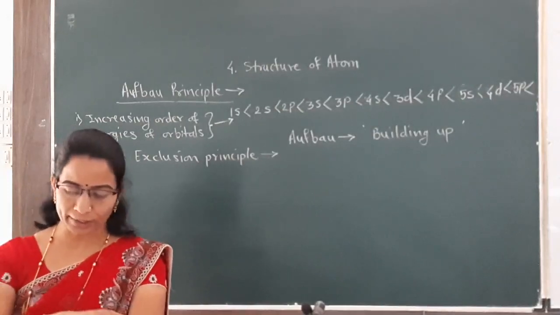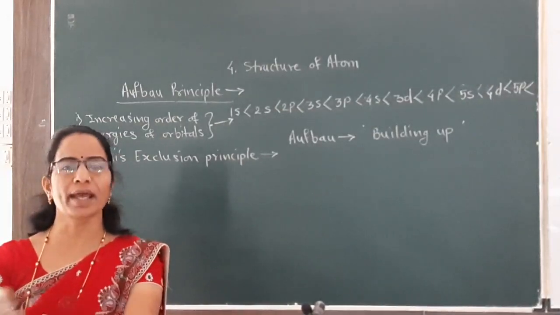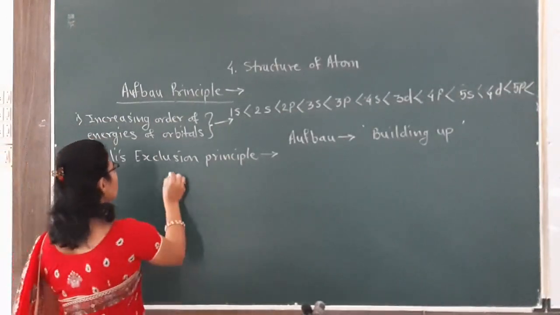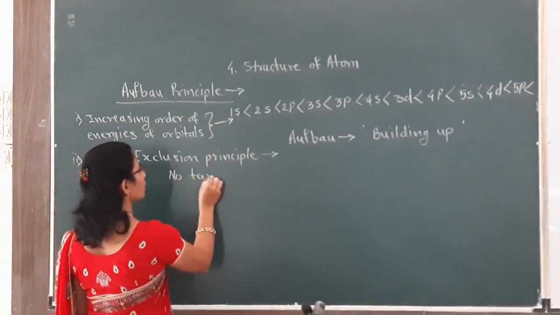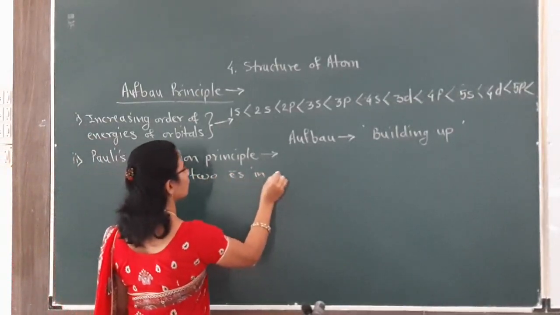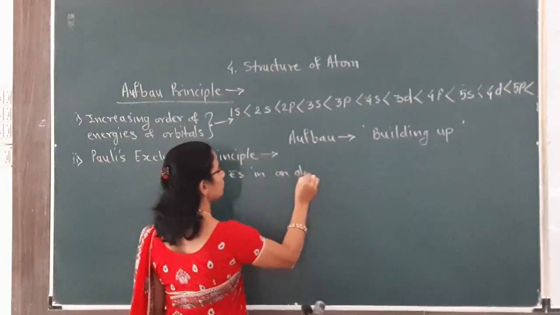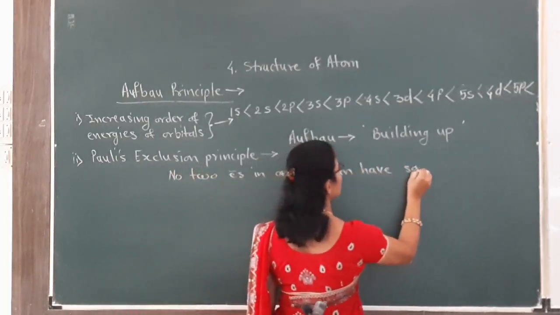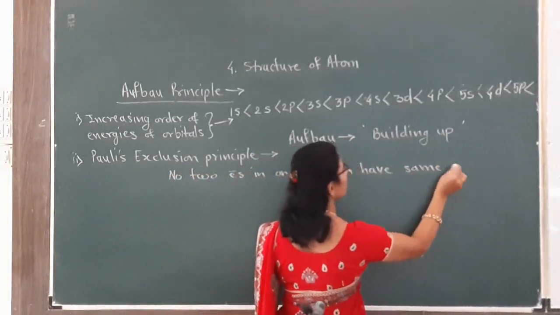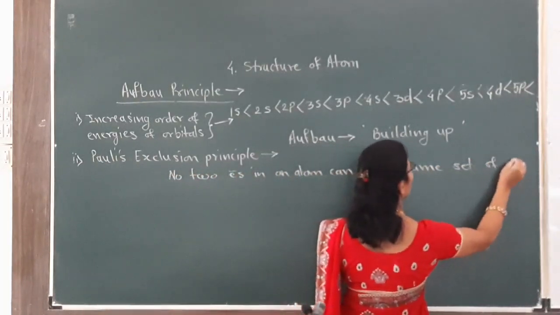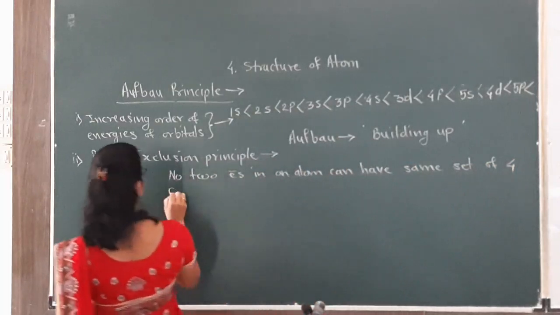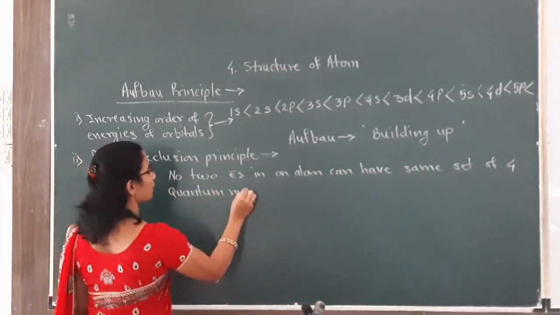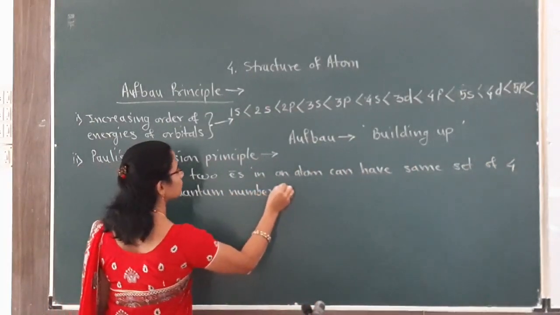No 2 electrons in an atom can have the same set of 4 quantum numbers. This is the statement of this principle.